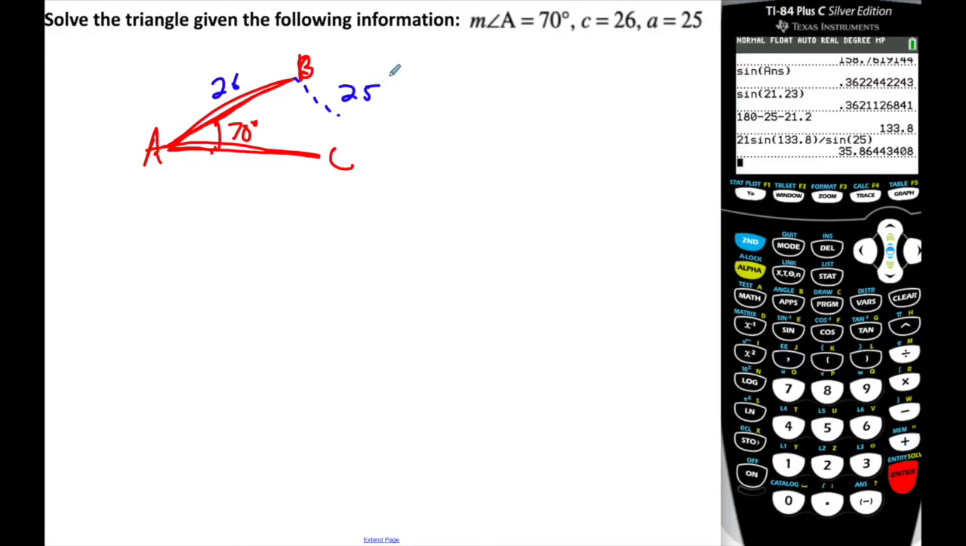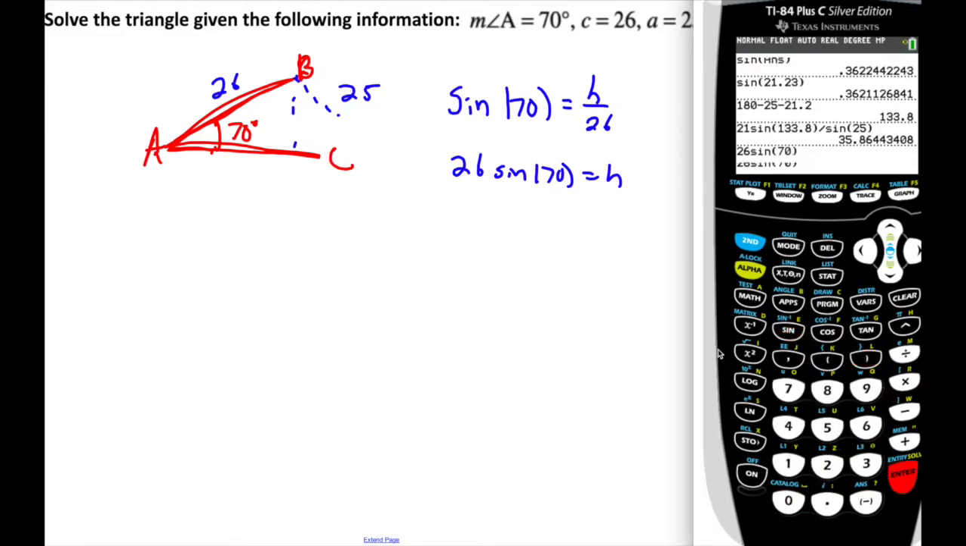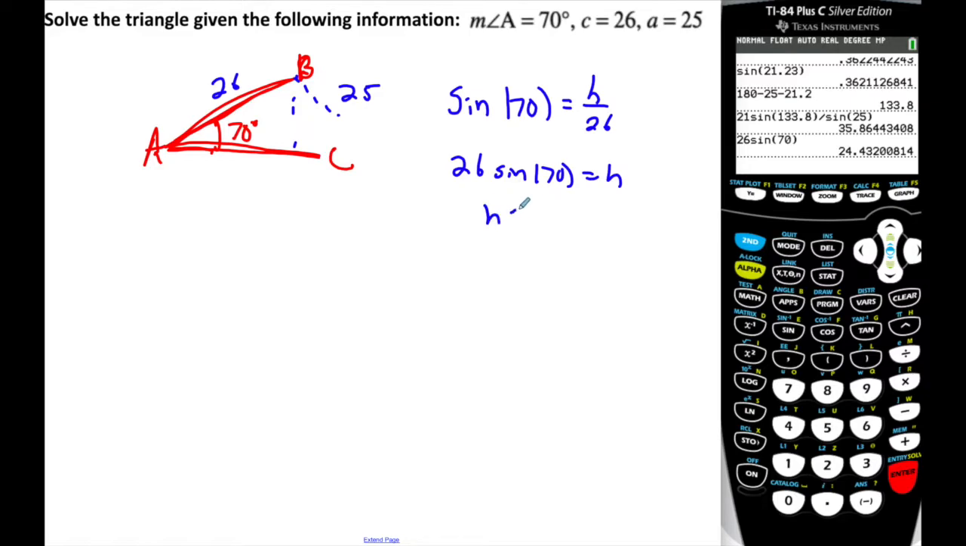A is 25. And what exactly is the height? So let's see if we can figure out the height. We know that sine of 70 equals the height over 26. So 26 times sine 70 is the height. So we have the height is approximately 24.43.